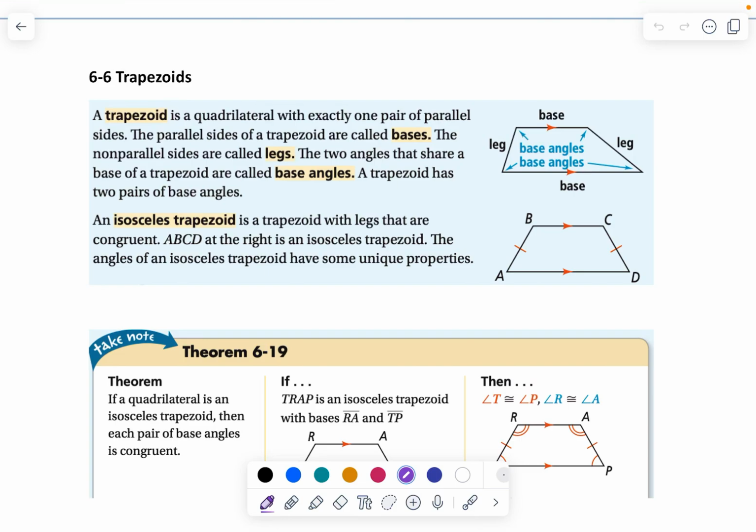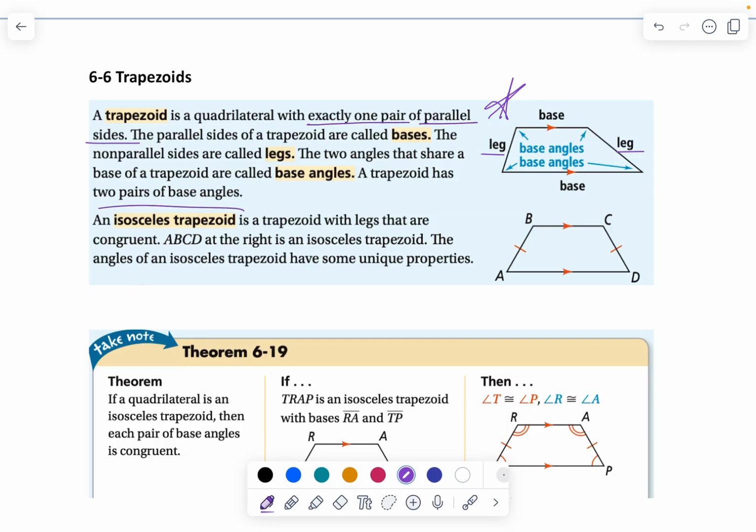All right, last section in chapter 6 that we're going to cover is on trapezoids. A trapezoid is not a parallelogram because it has exactly one pair of parallel sides, not two pairs of opposite sides. We can see here on this picture, the top and bottom, which we refer to as the bases, are parallel. The sides we refer to as the legs of the trapezoid. The bases are parallel, the bases are not congruent, and the legs are on the sides.